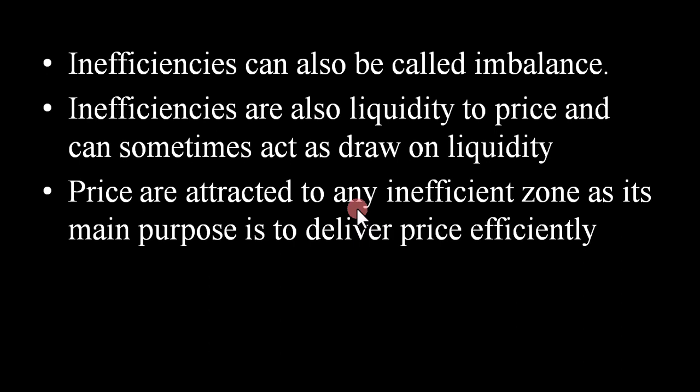They are draws on liquidity because liquidities are something that price is attracted to, and mostly price reverses when it takes them out. So price reverses when it takes out a high sometimes, and price reverses when it refills an inefficiency sometimes, right? So these are also draw on liquidity. Price is attracted to any inefficient zone as the algorithm's main purpose is to deliver price efficiently, but sometimes it leaves this inefficiency on the price to trade back to it, then continue what it was doing.